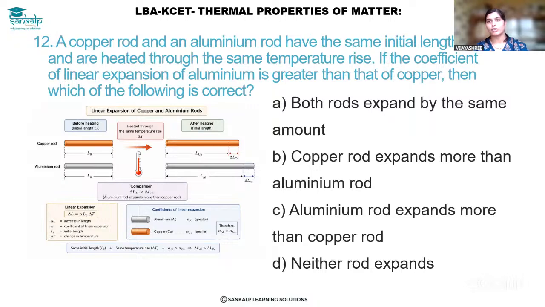Initial length is same, temperature rise is same. So what are we given? Aluminium has larger coefficient of linear expansion than copper. So what is the formula?